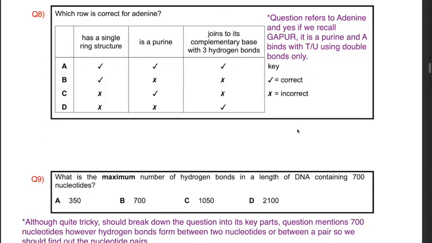Is adenine a purine? Yes, that is correct. And does adenine bind to its complementary base with 3 hydrogen bonds? That is incorrect, because adenine binds to its complementary base using double bonds or 2 hydrogen bonds. Therefore, the answer being C. Has a single ring structure? Incorrect. Is a purine? Correct. Joins to its complementary base with 3 hydrogen bonds? Incorrect.